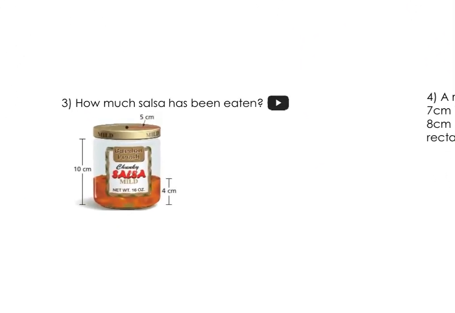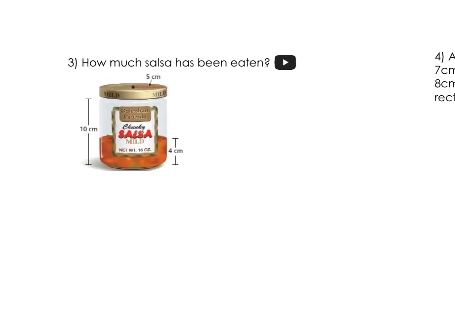All right, now let's take a look at the last one here, number 3. It says how much salsa has been eaten. So really what we're trying to do is we're just trying to figure out how much empty space we have in this can. Okay, so what they give us the height of the can, and they give us the height of the salsa, and they give us the radius. Well, if we just want to find the air, we can get the height right here of the amount of air, and that's just going to be 10 minus 4, which is 6. So that means there's 6 centimeters of air.